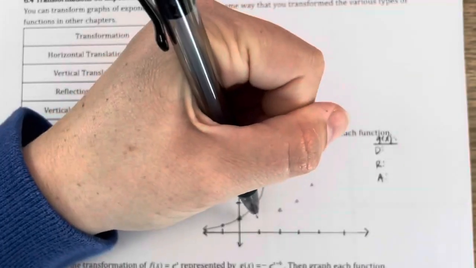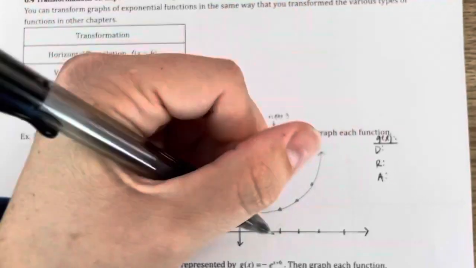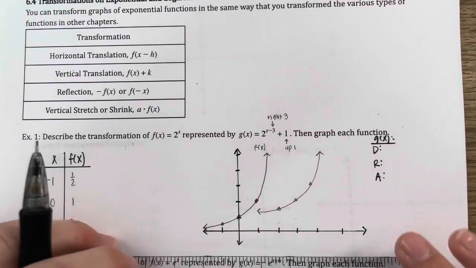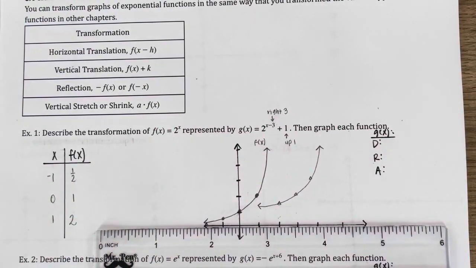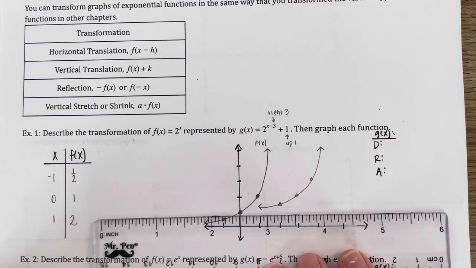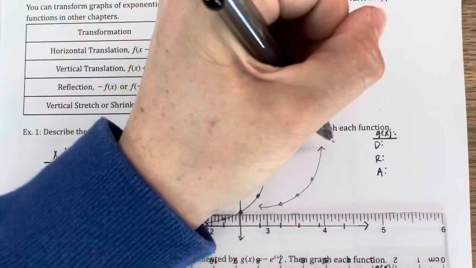And then we can connect those points. One thing that you have to keep in mind for an exponential is all exponentials have a horizontal asymptote. The parent function has one at y equals 0. Since this graph has been shifted up 1, g of x has a horizontal asymptote at y equals 1. So this is our g of x.